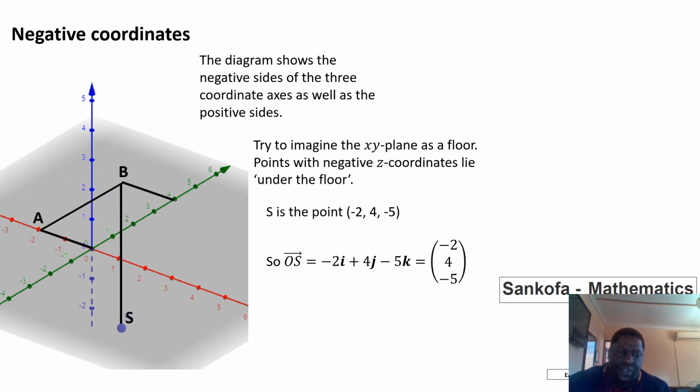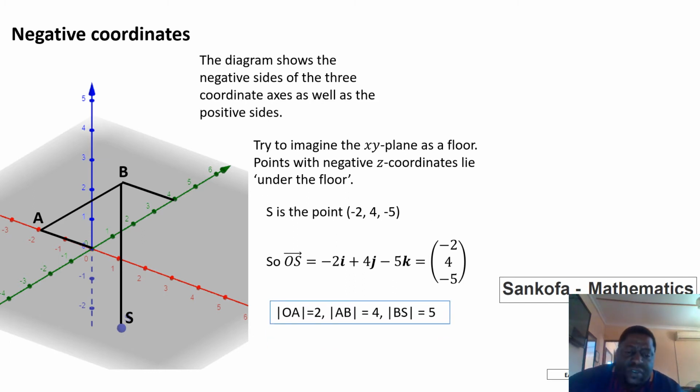Okay, so it's under, right? You see where it is. So you go 2 units in the x, then you go, what is that, 4 units in the y, and then you go under. That's how that particular point looks like. So the distance from O to A, absolute distance there is 2 units. Distance from A to B is 4 units. The distance from B to S is 5 units. All right, the modulus of that.